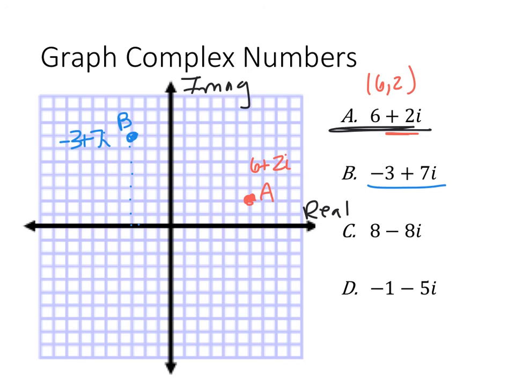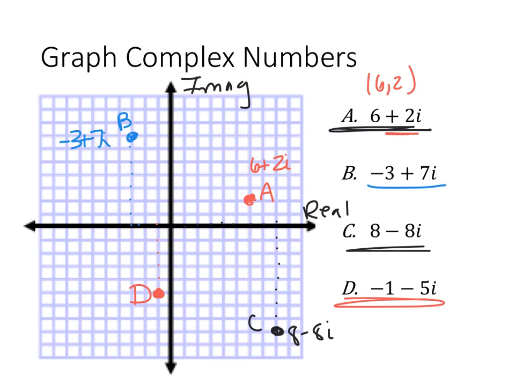My next one is point C, so 8 minus 8i. So I'm going to go plus 8, 1, 2, 3, 4, 5, 6, 7, 8. And then I'm going to go down 8, 1, 2, 3, 4, 5, 6, 7, 8. And so this is point C, which is 8 minus 8i. And then my last one, point D, negative 1 minus 5i. So I'm going to go back 1, and then 1, 2, 3, 4, 5 in the imaginary, or negative 5 in the imaginary. This is point D.